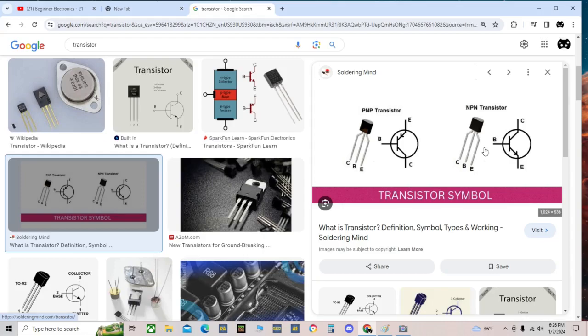You can do a lot more with transistors. This is used for, I guess, speakers and microphones and stuff like that. So transistors are used for lots and lots of stuff. You can look more up on what they're used for.